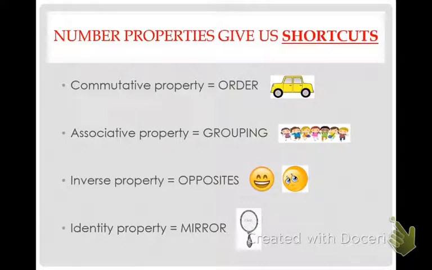Let's just review real quick about the shortcuts that we want to know. Commutative property, what's the key word we need to know? Order. You can change the order of the numbers and it will not change your answer. Associative property, when you associate with people, it's your what of friends?